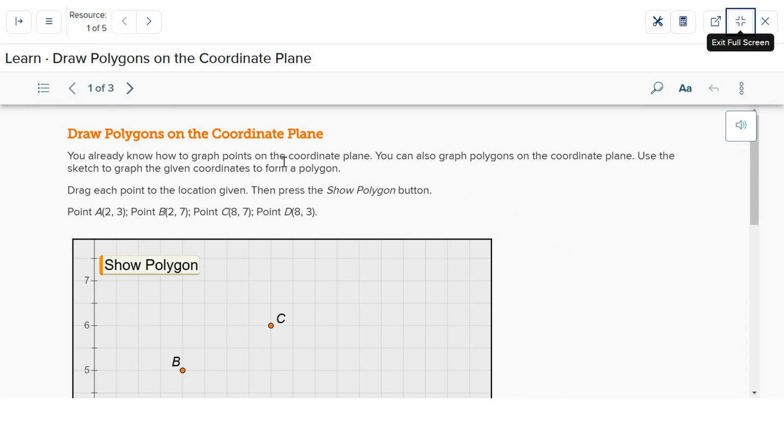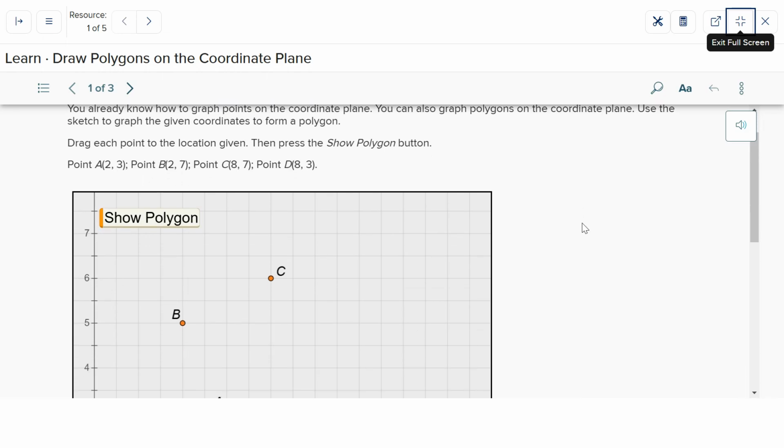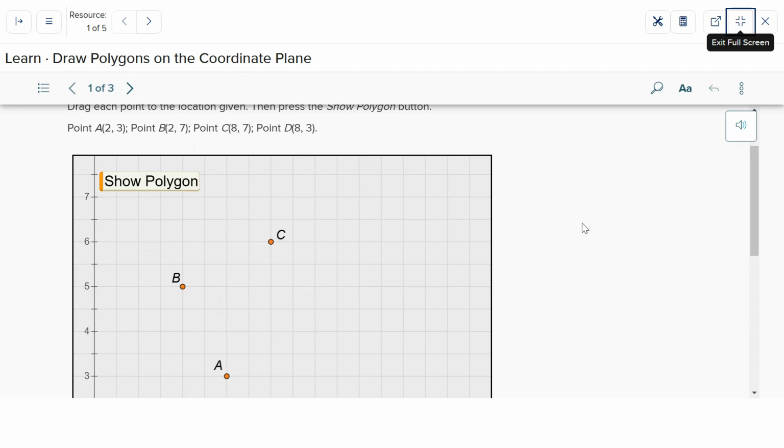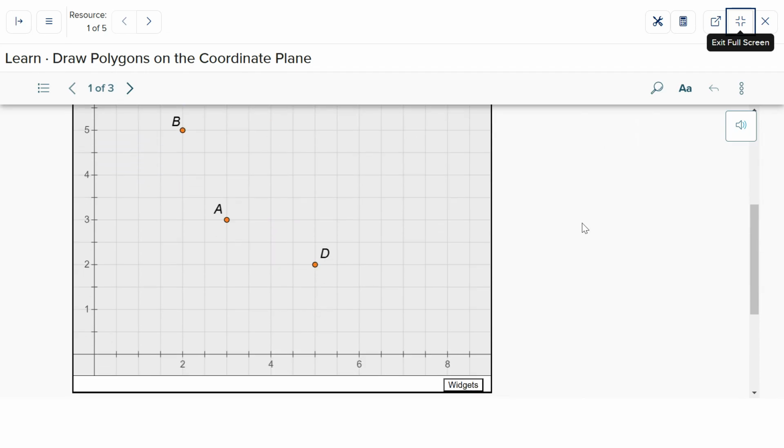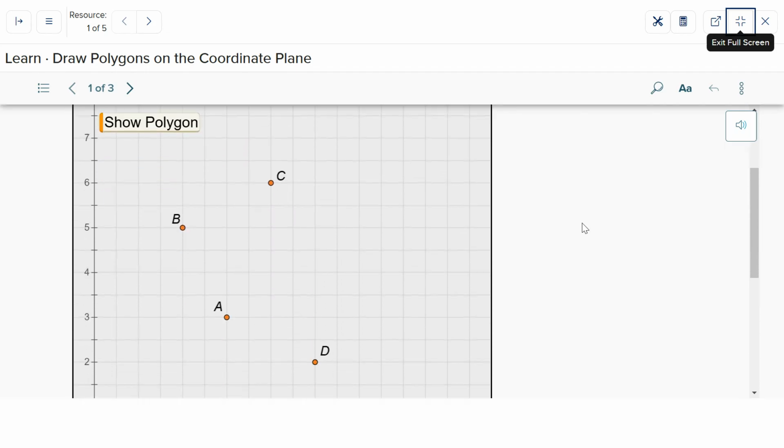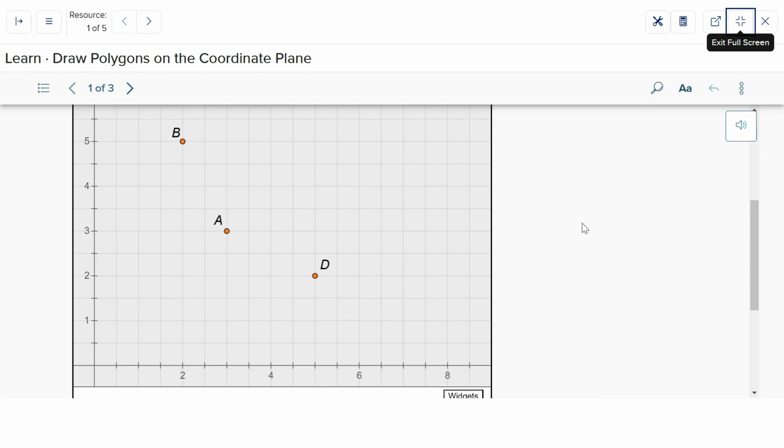You already know how to graph points on the coordinate plane. You can also graph polygons on the coordinate plane. Use the sketch to graph the given coordinates to form a polygon. Drag each point to the location given, then press the show polygon button. Okay, so we need to make sure our points are all in the right place. It looks like they are not.